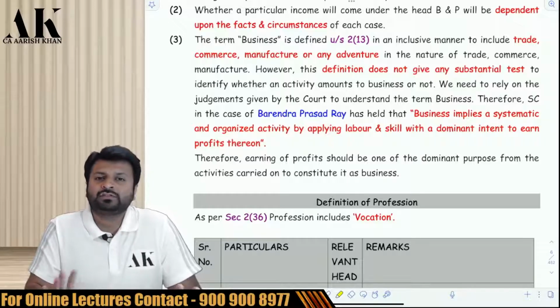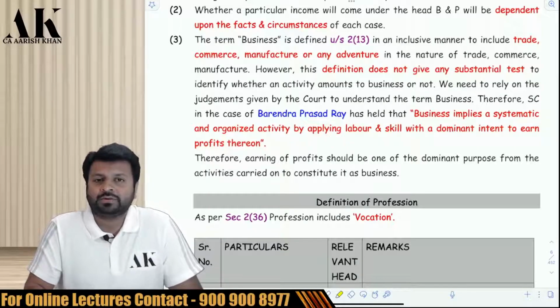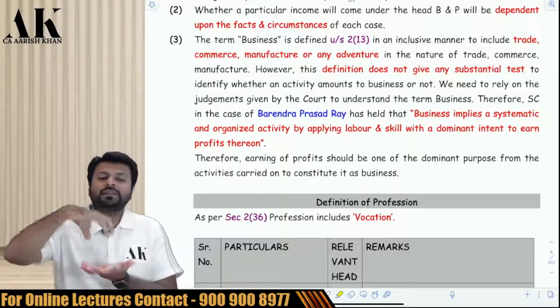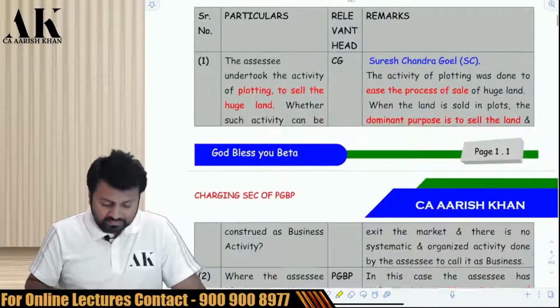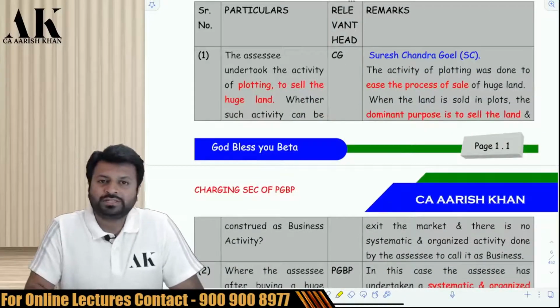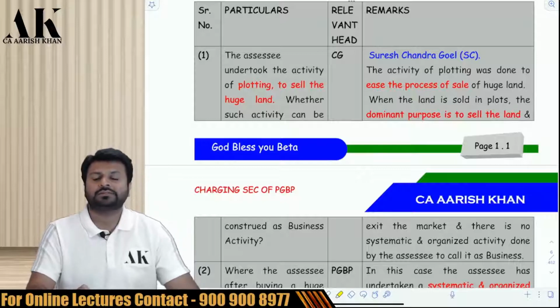So again, it's very stupidly defined. No clarity in the definition of profession, unfortunately. Now, what comes under business, what does not come under business? Let us take some examples. Here, there are some High Court and Supreme Court judgments whereby we are going to clarify a few things: what comes under business, what doesn't come under business.